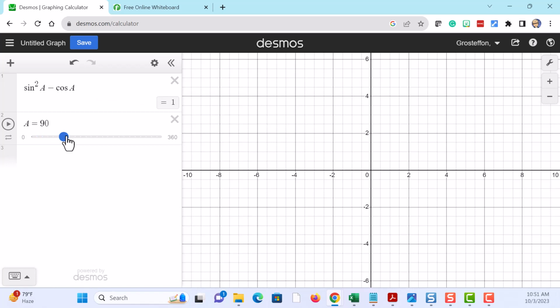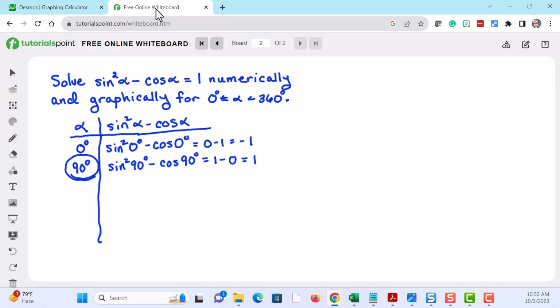We see that the first value that we encounter is 90. The next value is 180. Next value is 270. And it looks like that's it. So using Desmos, we discovered that when alpha is 180 degrees, sine squared alpha minus cosine squared alpha is 1. And when alpha is 270 degrees, the expression is also equal to 1. So 90 degrees, 180 degrees, and 270 degrees appear to be our solutions.